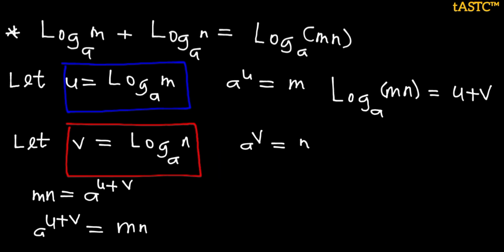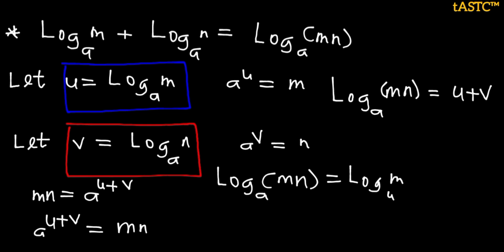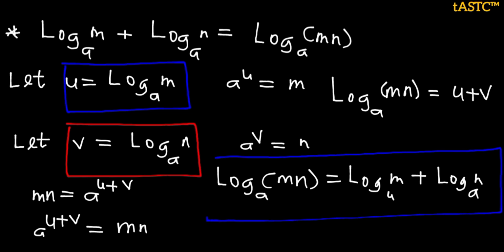Now obviously from here we already know that u is equal to this stuff and v is equal to this stuff. So this is what we should have. That is going to be log to the base a of m multiplied by n, that is equal to log to the base a of a^u plus a^v, which is log to the base a of a^v. So this is basically how to work it. This is how to prove this equation or derive it.